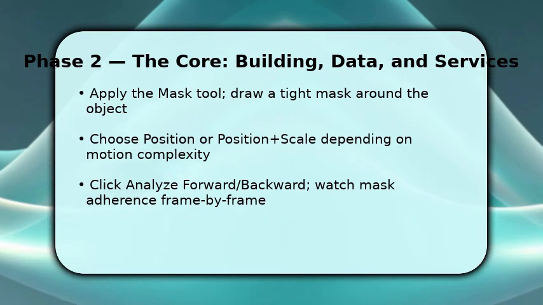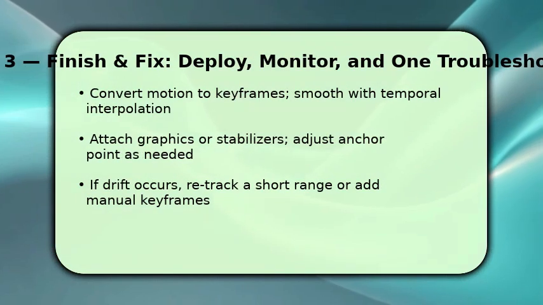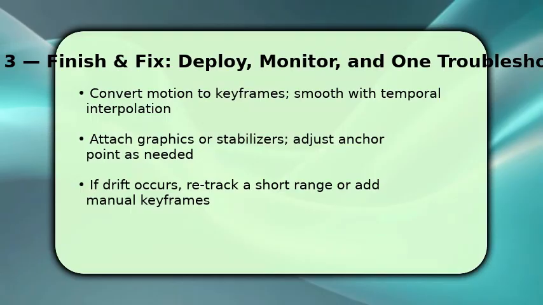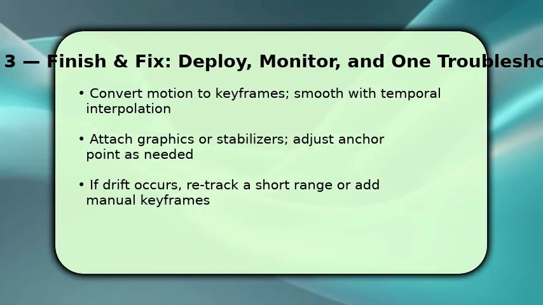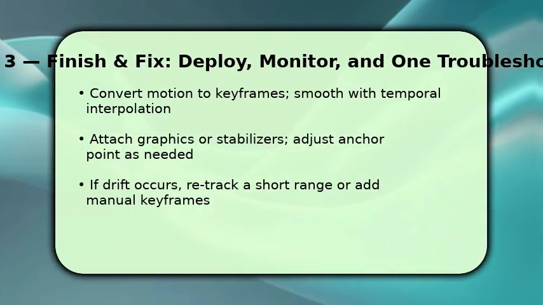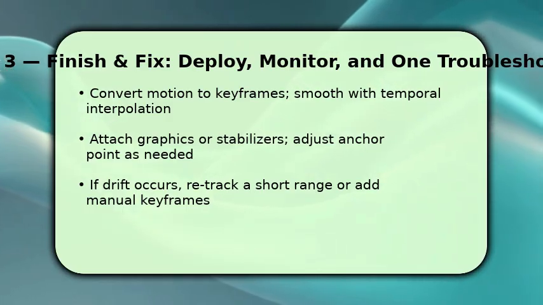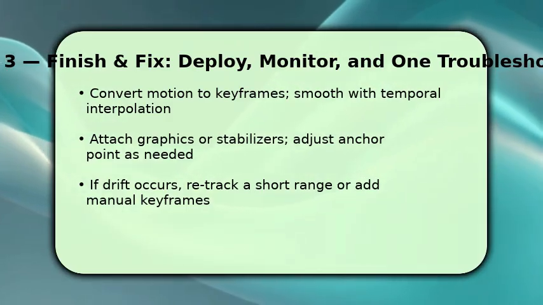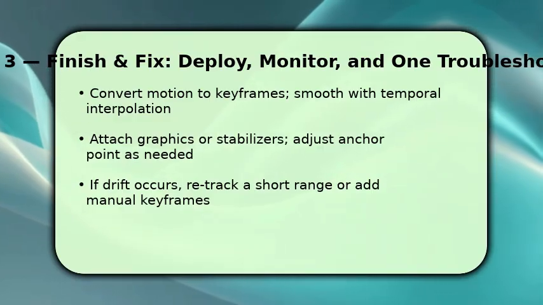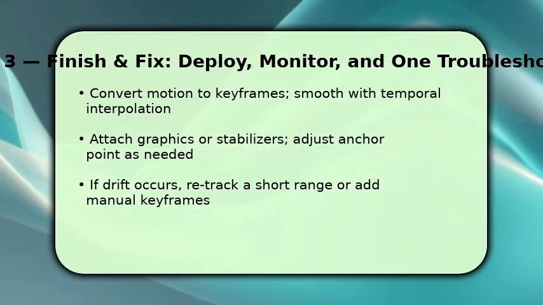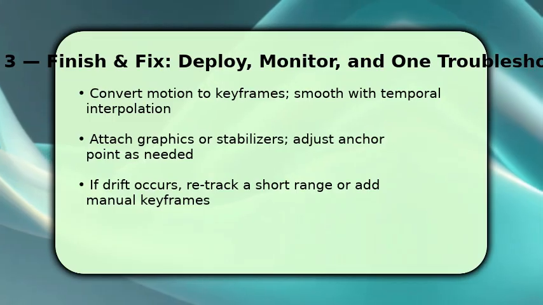You finish by converting the tracked path into usable keyframes so graphics or effects follow precisely. Then smooth motion using temporal interpolation or the smooth keyframes command to avoid jitter. This is why you checked mask adherence earlier. Once satisfied, parent your graphic layer to the tracked clip and adjust the anchor point so placement looks natural.